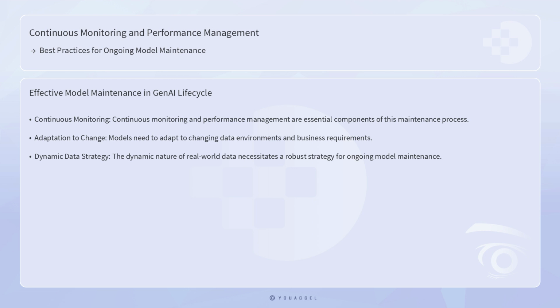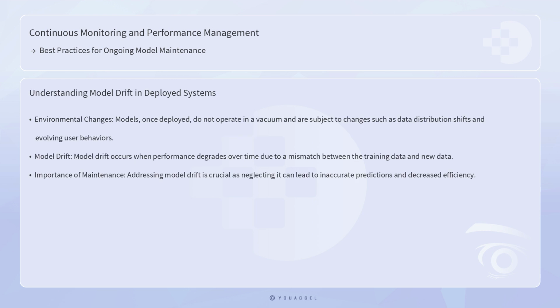The dynamic nature of real-world data necessitates a robust strategy for ongoing model maintenance, encompassing regular evaluation, adjustment, and optimization of models to sustain their performance over time. Models, once deployed, do not operate in a vacuum. They are subject to various changes in the environment, such as data distribution shifts, evolving user behaviors, and alterations in underlying processes. These changes can lead to model drift, where the performance of a model degrades over time due to a mismatch between the training data and the new data it encounters.